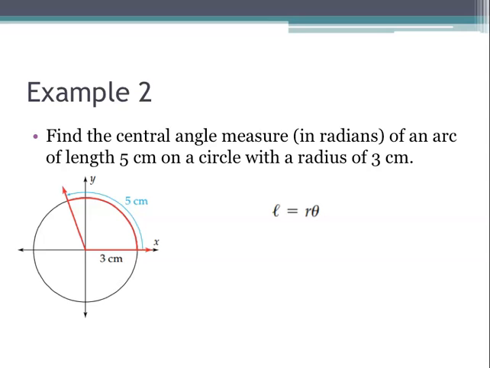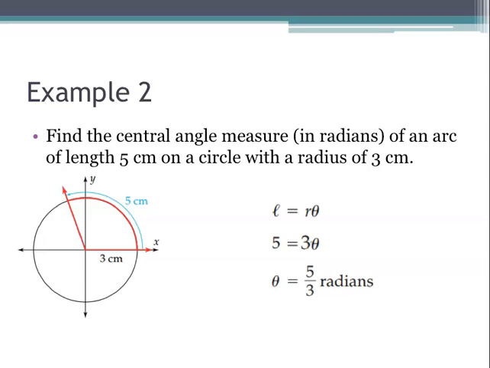Okay, so take L equals R times theta, plug in what you do know. So 5 equals 3 times theta, and solve for theta. Divide both sides by 3, so we have 5/3 radians.